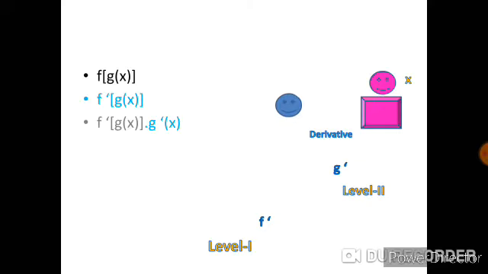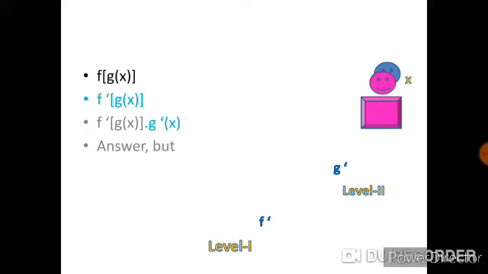So we have removed it. Now we'll move to x, and if we go for the derivative of x, what is the derivative of x? It is 1. So if we go for the next level, it will remain the same. So it is the final answer.